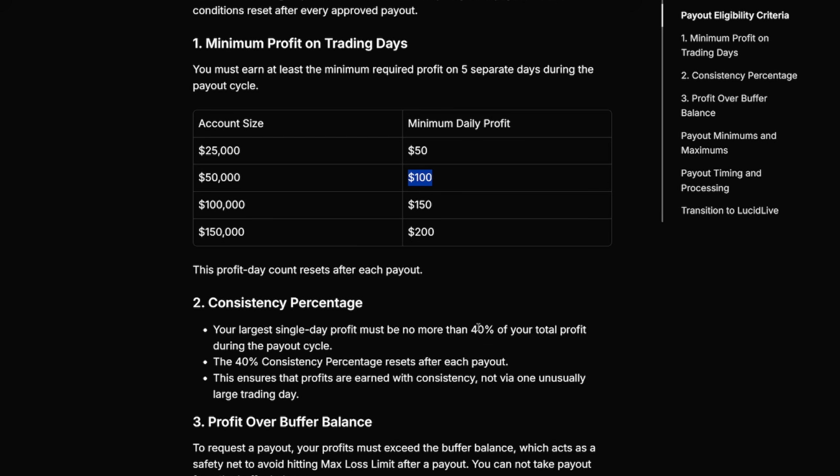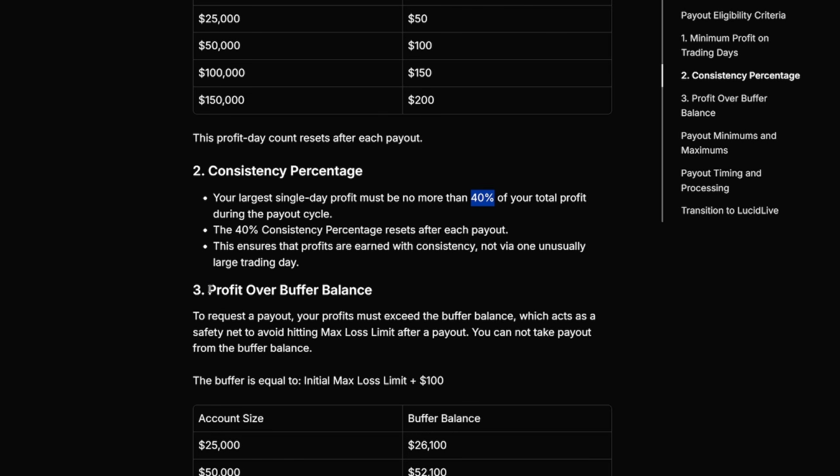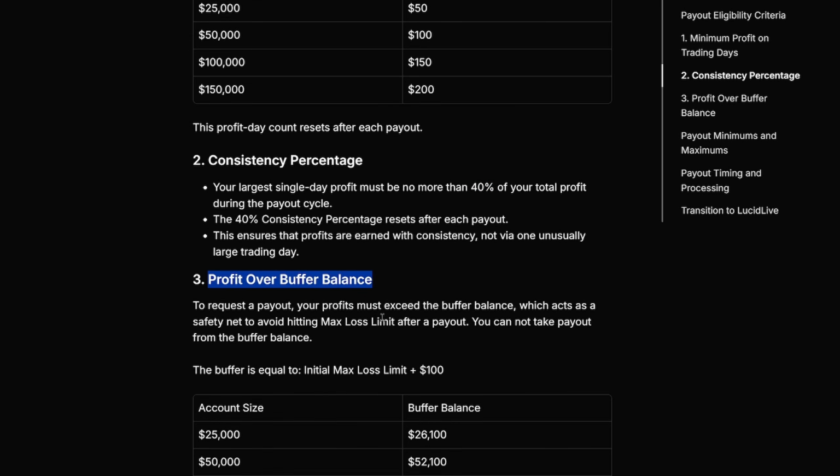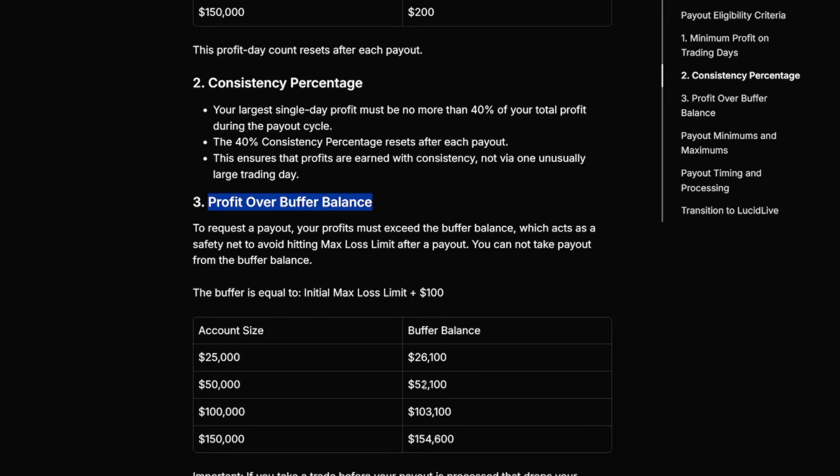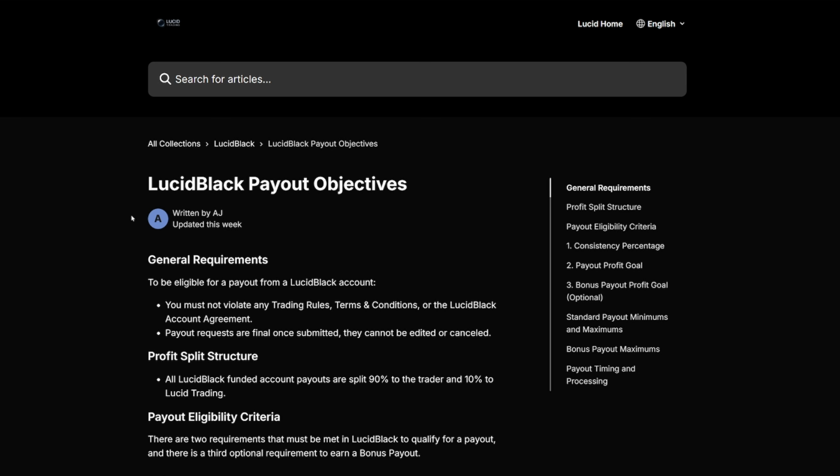Consistency percentage. We must not have any one day be more than 40% of the total profit at the time of requesting your payout. Now, they also go on to say in the Pro account, there is going to be a profit buffer. So for the 50K account, we are not eligible to start requesting payouts until we have a balance that is greater than $52,100.